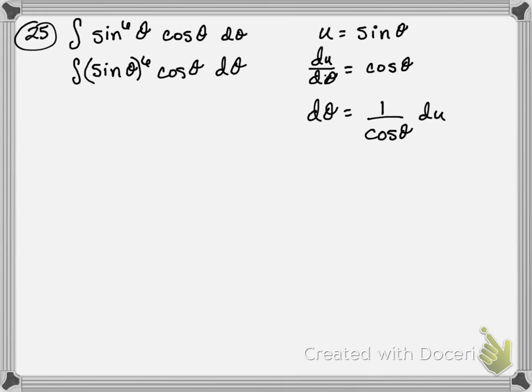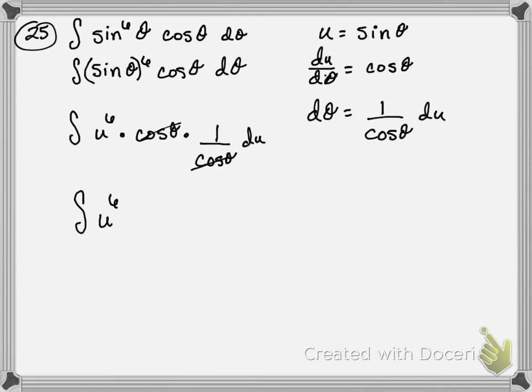Okay? Now, how does that help us? We have u to the 6 times cosine of theta times d theta, which now turns into 1 over cosine theta du. Luckily, our cosine thetas cancel each other out. So now it's just, you don't really have to write this second step out, but I'm cleaning everything up. You have the integral of u to the 6 du, which is really easy to take. We know from the anti-power rule, it's just u to the 6 plus 1 is 7, all over 6 plus 1, which is 7, plus c.